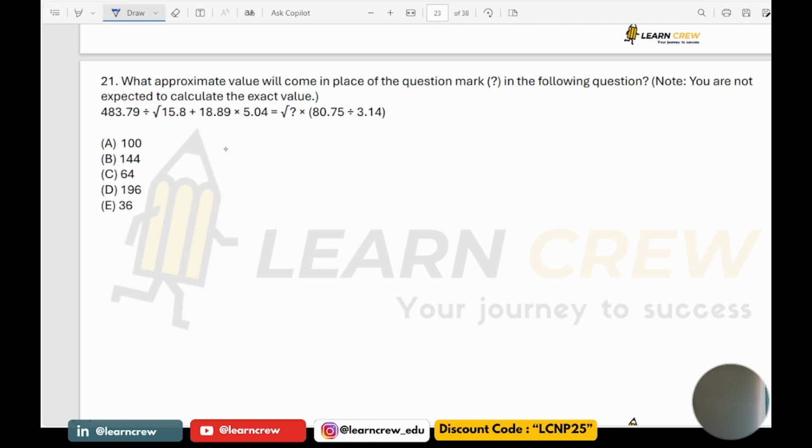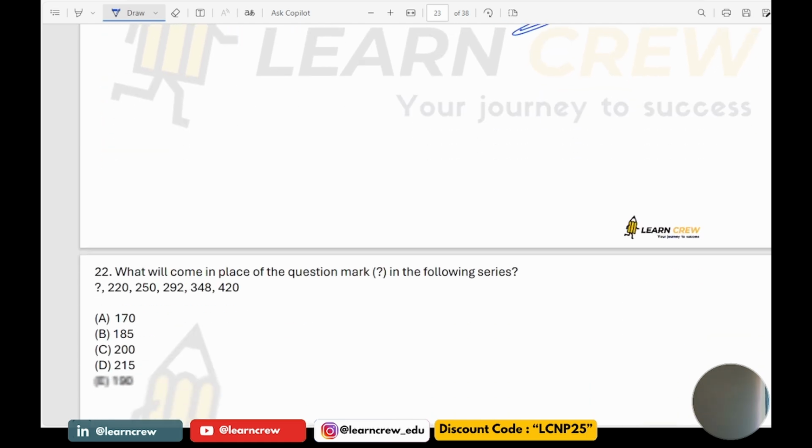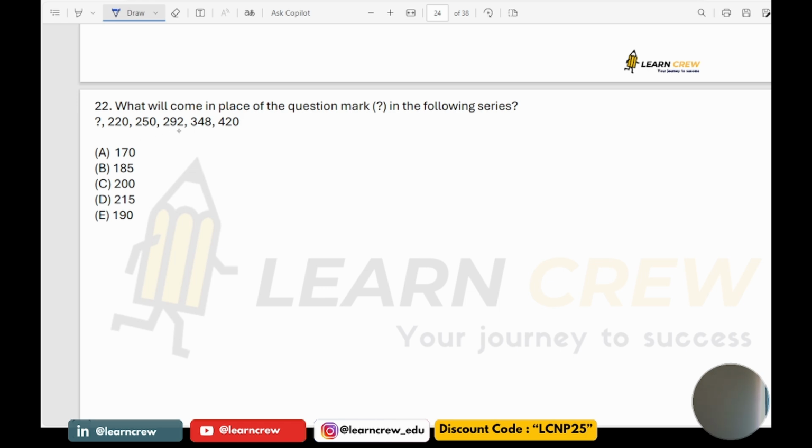Next, 483.79 approximately equal to 484 divided by root over 16 means 4 plus 19 into 5, 95 is approximately equal to root x into, this is 81 by 3, which is 27. 27. So 484, 4 how many times? 4 121 times. 121 plus 95 is 216. 216 means 27 8 times. Thereby x is equal to 8 square, which is 64. 64. Next question.